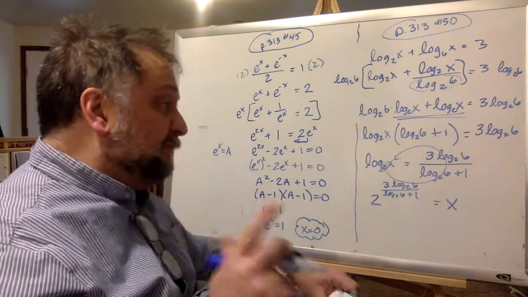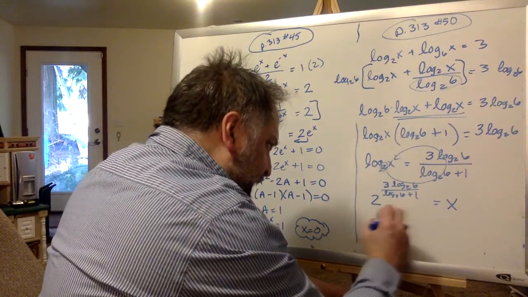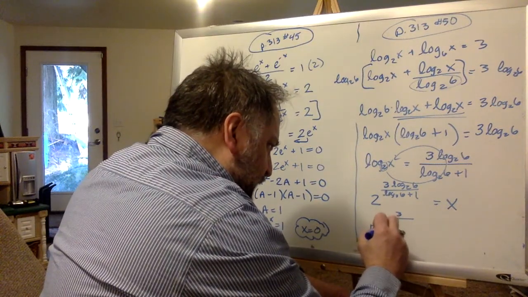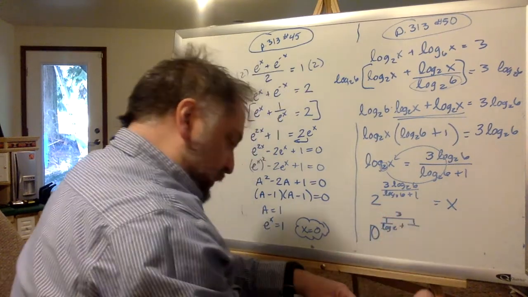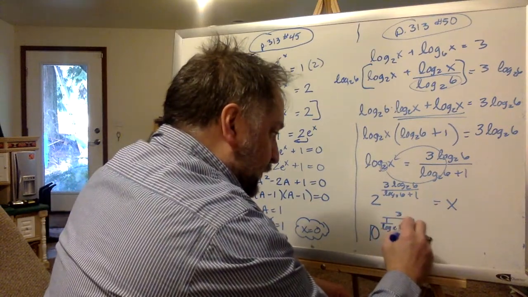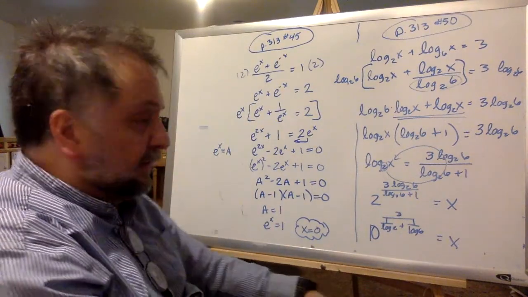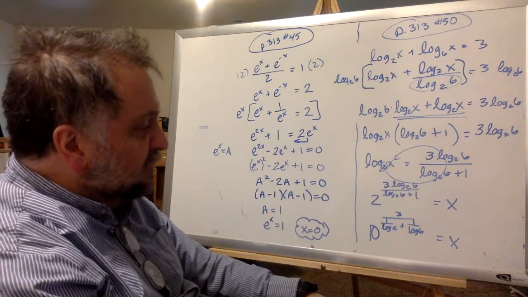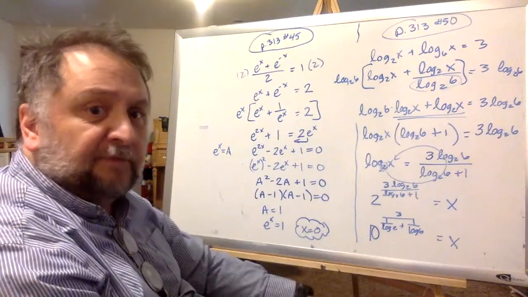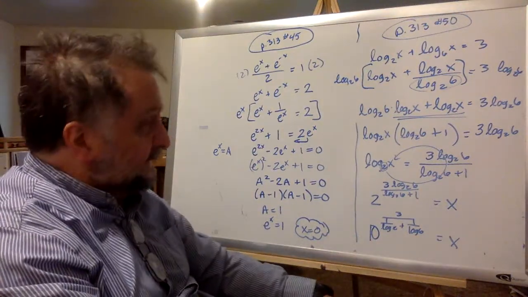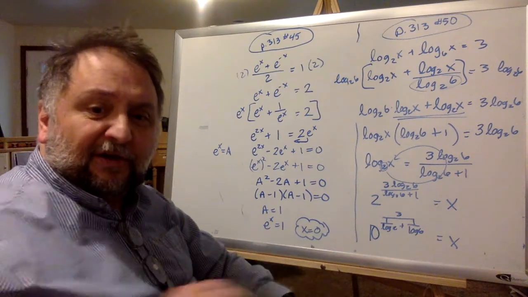So the back of the book got this answer: 10 to the power of 3 divided by 1 over log 2 plus 1 over log 6. They turn out to be both the same decimal, so they are the same. I assume that what happened is they probably took the first step and changed everything to base 10, which is fine. You could do it that way. Don't know which one's easier or which one's better, but there you go. Hopefully that helped.